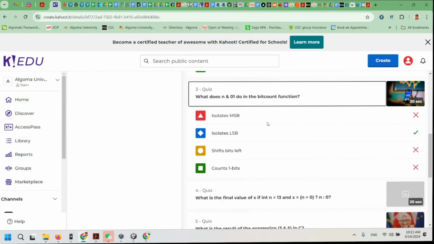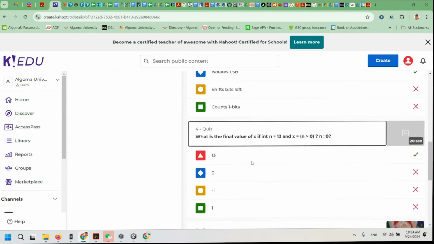Okay. This one, the AND operation with the 0, 1 will isolate the least significant bit, all right? Least significant bit means the last bit. And MSB is the most significant bit, that's the first bit, the far left bit, versus the least significant, which is the far right bit.